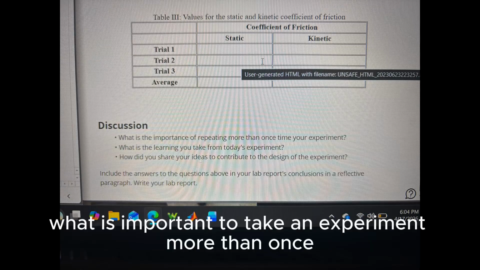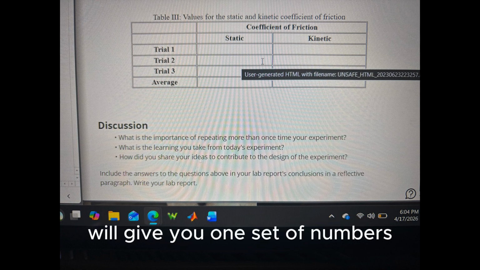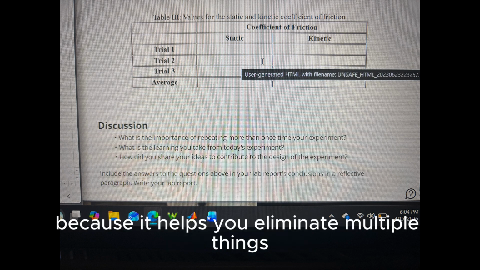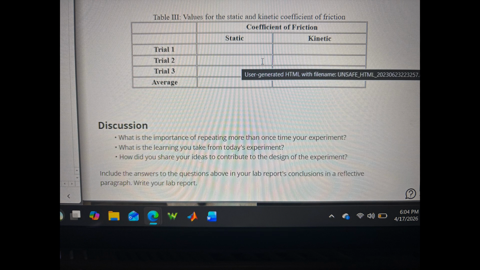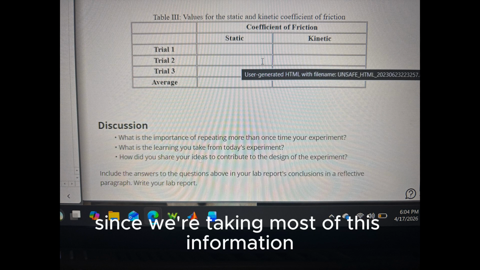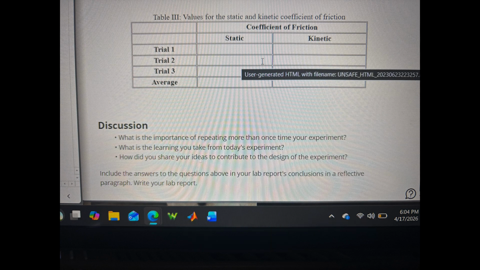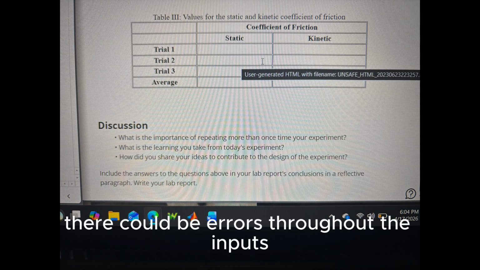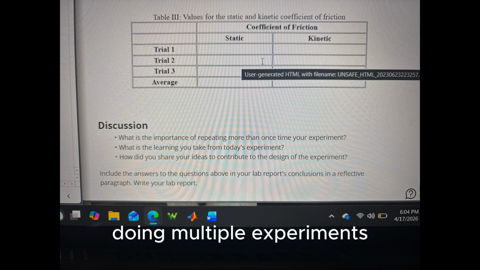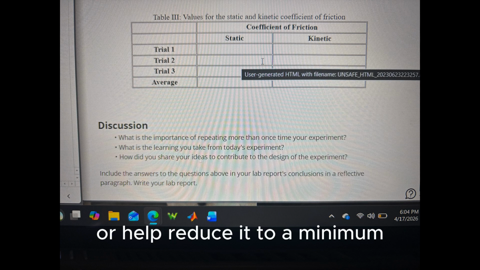What is important to take an experiment more than once? Taking an experiment once will give you one set of numbers, while taking multiple will give you an array of numbers. This is better because it helps you eliminate human error and other basic errors that can be caused without sensors. Since we're taking most of this information from just visuals and our inputs, there could be errors throughout the inputs, errors throughout the readings, or timing of such sorts. Doing multiple experiments will eliminate this percent error or help reduce it to a minimum.